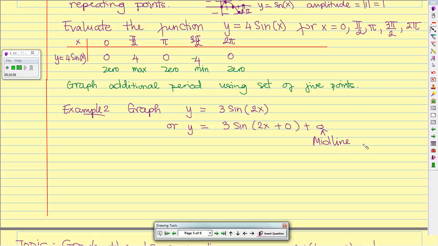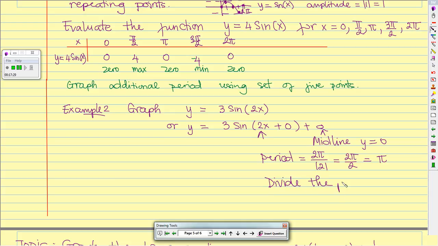So the midline, which is right here, D. So the midline will be y equals 0. Next, you know your B, so you start with the period. It should be 2 pi divided by the absolute value of B, which is the absolute value of 2. So therefore, just 2 pi divided by 2. Simplify, so the period is pi.